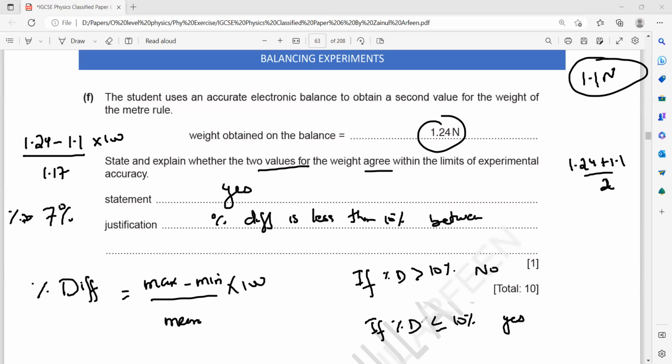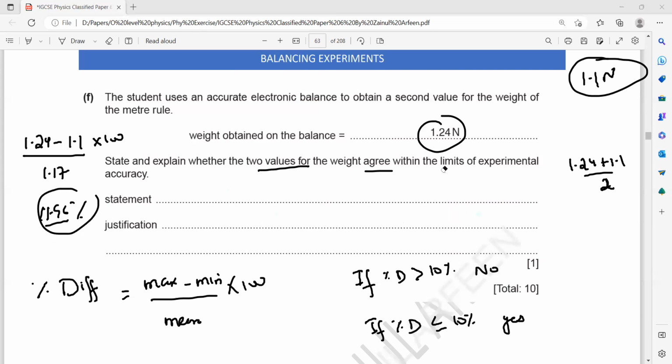Your answer is 11.9, but someone told me 7%. 1.21 minus 1.1, what's the answer for this? It will be 11.96. Okay, so 11.96%. So we will not say yes, we will say no, because this answer totally depends on your previous value. So we say no. What is the reason? Because the percentage difference is more than 10%. So it totally depends on your values when you're comparing.